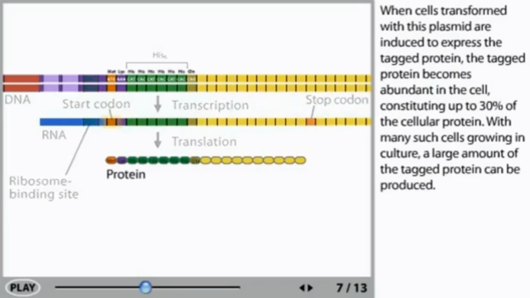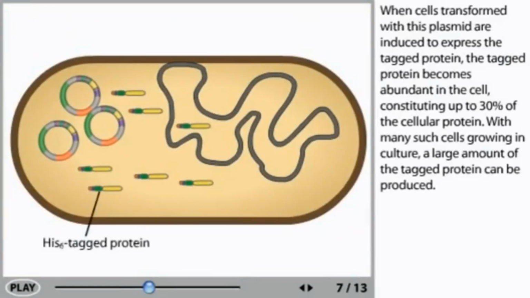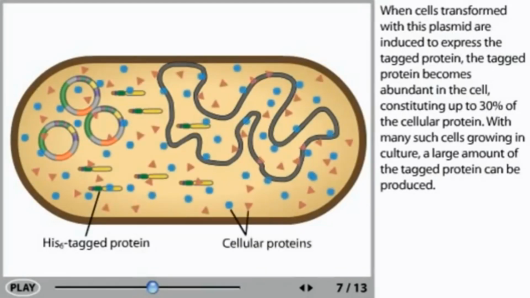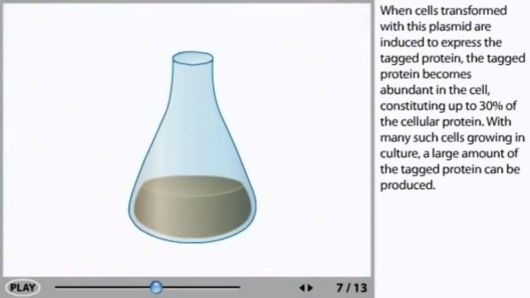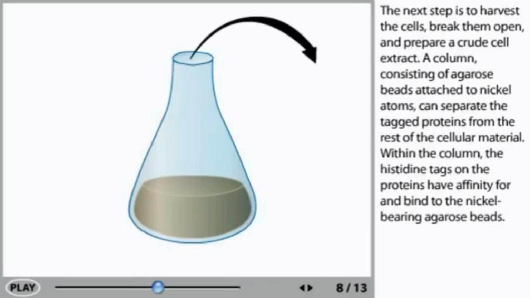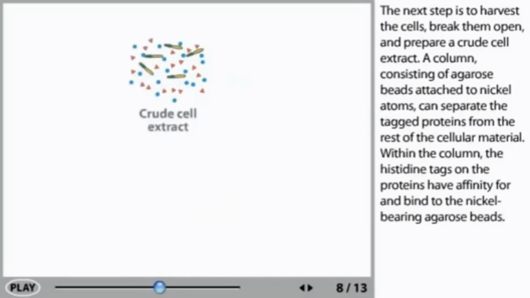When cells transformed with this plasmid are induced to express the tagged protein, the tagged protein becomes abundant in the cell, constituting up to 30% of the cellular protein. With many such cells growing in culture, a large amount of the tagged protein can be produced. The next step is to harvest the cells, break them open, and prepare a crude cell extract.